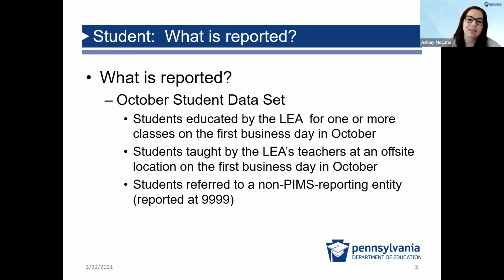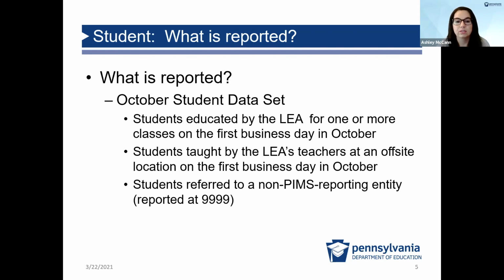So what is reported? It's the students who are educated by the LEA for 1 or more classes on the first business day in October. We say that because it could be October 1, 2, or 3. It depends which day. If the first falls on a weekend, if it's a Sunday, then the snapshot would be the 2nd. If the first is a Saturday, it would be the 3rd. So it's always one of those 3 days.